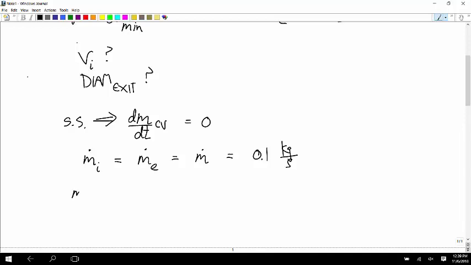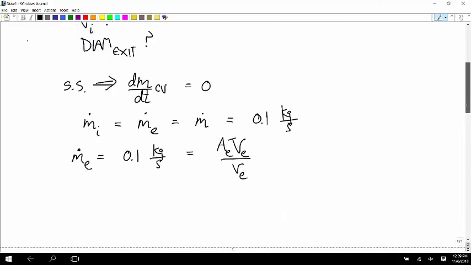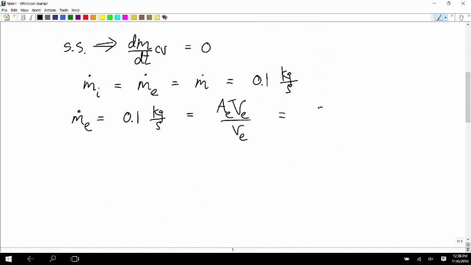So we know that m_e dot is 0.1 kilograms per second. And we know that that's equal to the area at the exit times the speed at the exit divided by the specific volume at the exit. We're given the speed. So we have A_exit times 2.5 divided by the specific volume at the exit.